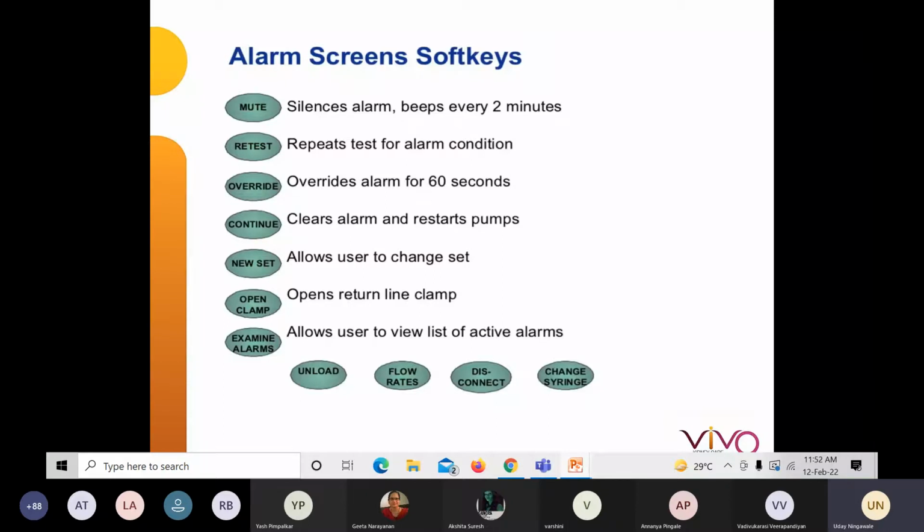Allow user to change set. If you want to change the set totally, you go for the new set, and the existing set will come out. You just take it out, disconnect it, and load the new set. This is used when clotting takes place in the circuit and you cannot use it further. So you go for the new set, and it will follow the instructions for taking out the set and applying the new set.